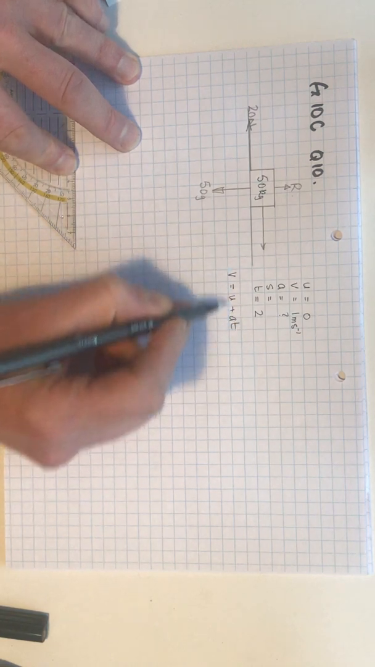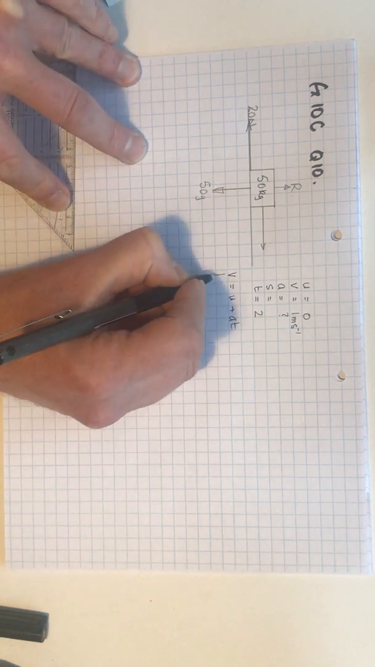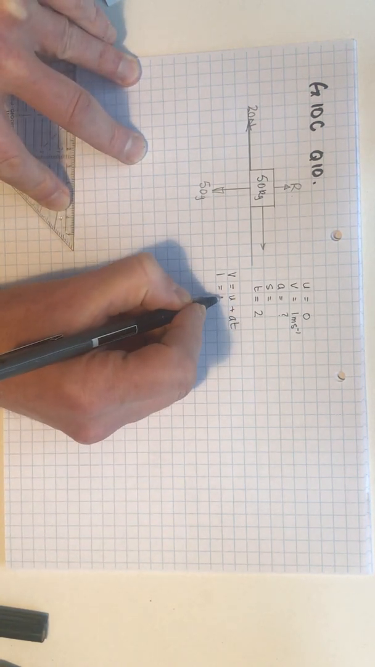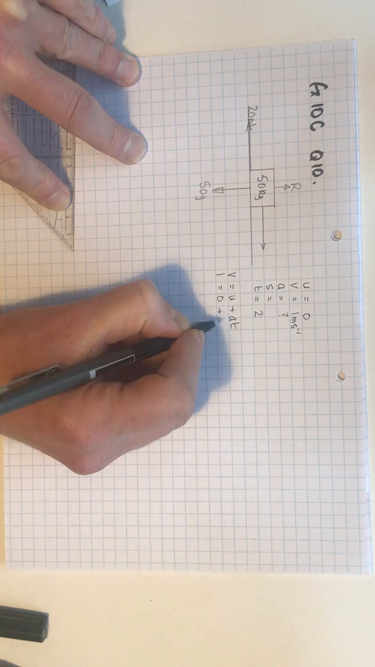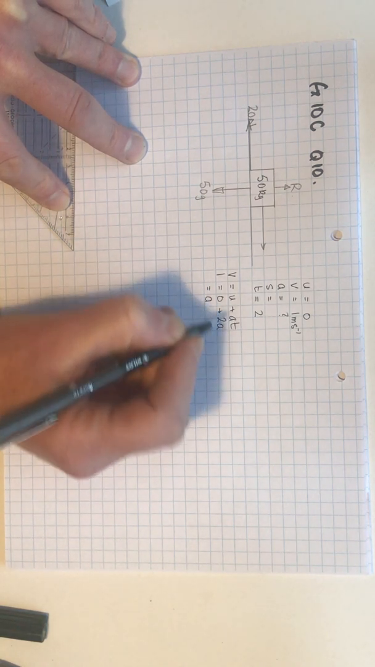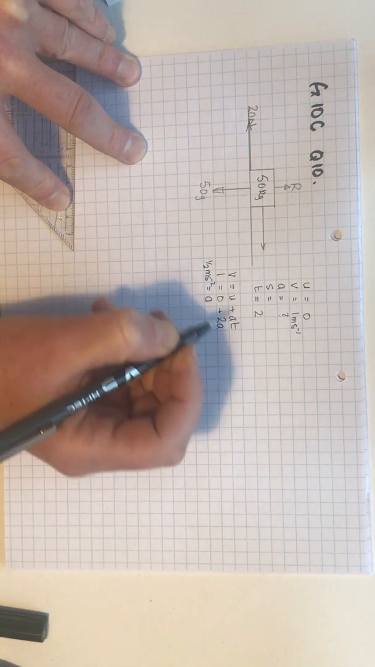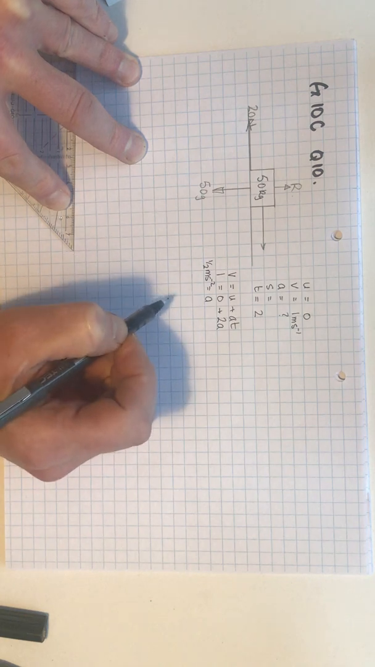Some students like to rearrange first and then put the values in. I shall do it the other way around. 1 equals 0 plus 2a. a is therefore equal to half a metre per second squared. So I now know the acceleration.